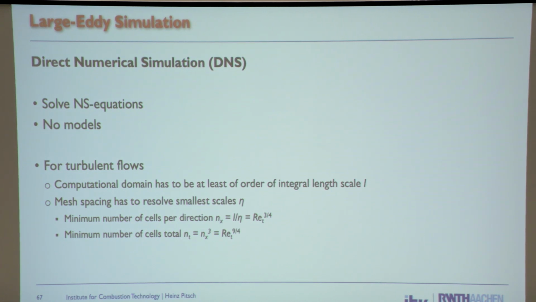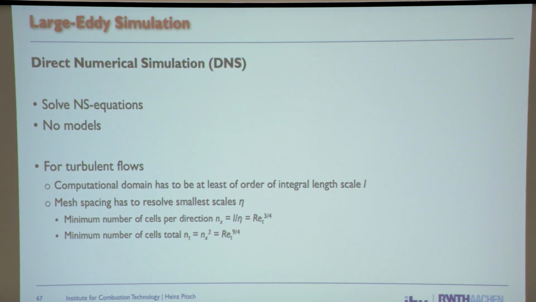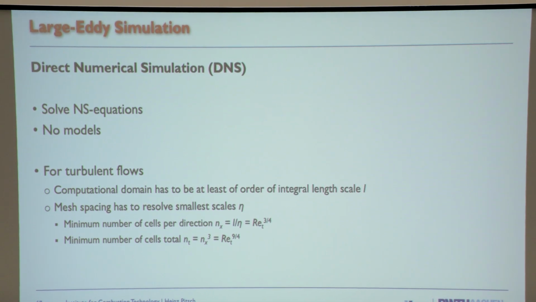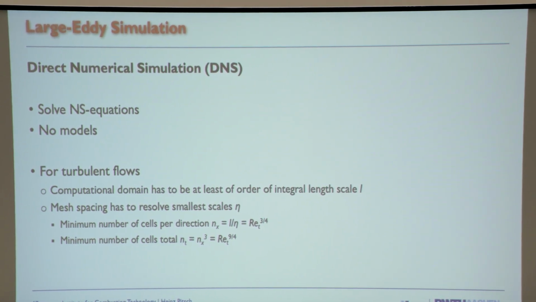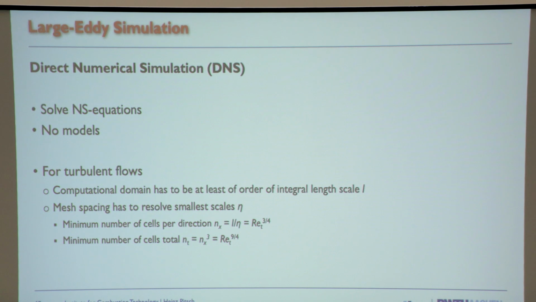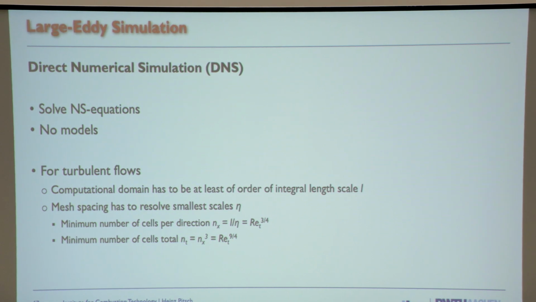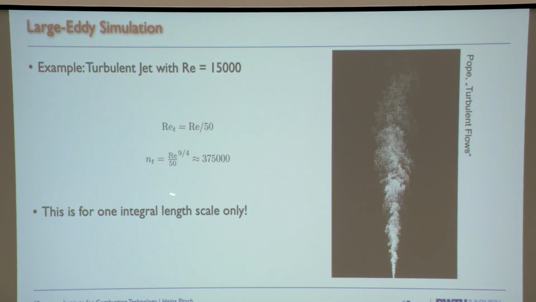And so the cost of a simulation of a turbulent flow goes with the Reynolds number to the 9/4. And that doesn't even consider that if you have smaller scales, you'll need a smaller time step also, which would add another factor. And so that's why you can do this only for small Reynolds numbers.